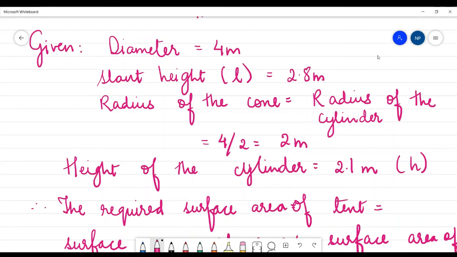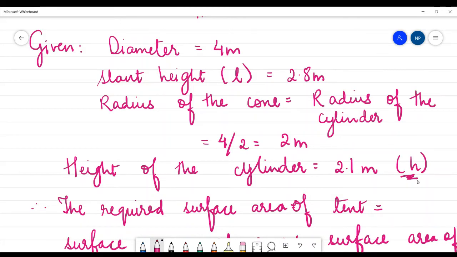We are given the diameter of the cylinder as 4 meter. Slant height is given as 2.8 meter. Therefore, the radius of the cone will be what? It will be equal to the radius of the cylinder as well, because they both are mounted on top of each other. So therefore, the radius will be 4 divided by 2, 2 meters. It is given the height of the cylinder as 2.1 meter. In bracket, you will write h.